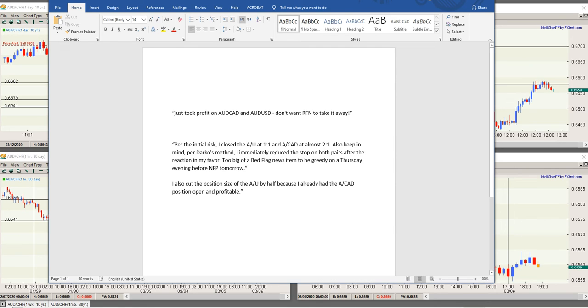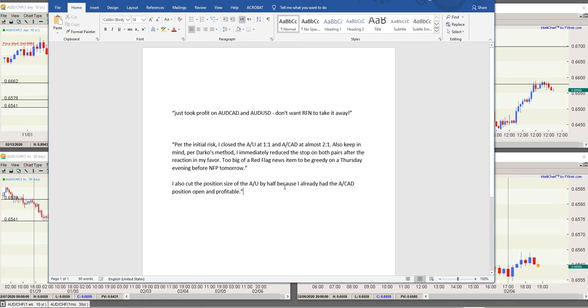Also keep in mind, per Darko's method, I immediately reduced the stop on both pairs after the reaction in my favor. That's his trade management. Too big of a red flag news item to be greedy on a Thursday evening before non-farm payrolls. I also, this is important, cut the position size of the AUD/USD, the Aussie US dollar, by half because I already had the Aussie CAD position open and profitable.